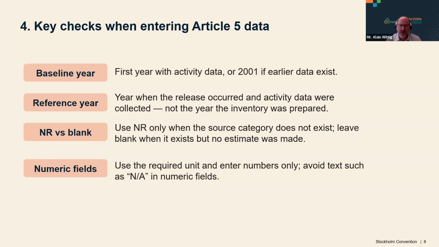And then numeric fields should contain numbers only, and be aware of the actual correct units, which vary from chemical to chemical, with the dioxins and furans in particular. So avoid entering text such as NA, not applicable, or no information available in the numeric fields. And again, you can use comments to explain if there's missing data or any assumptions or national circumstances that are important to mention.